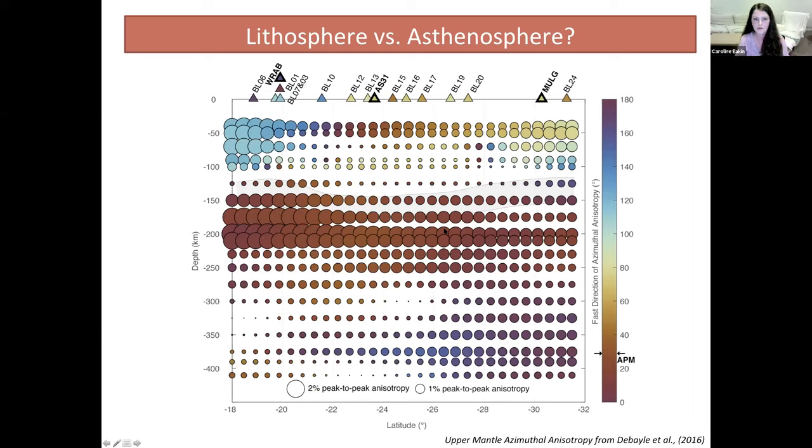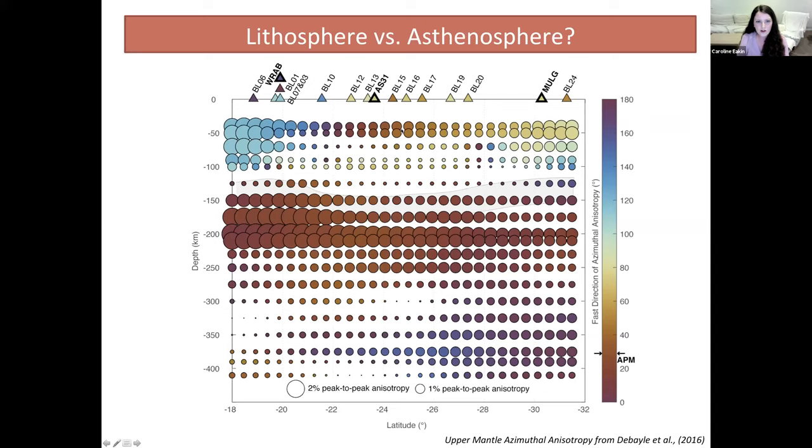If we compare our results to previous surface wave models, all the circles here represent a model of azimuthal anisotropy from surface waves beneath the same profile along BILBY. The size of the circle represents the strength of the anisotropy, so stronger anisotropy is a larger circle and weaker is smaller. The color of the circle represents the fast direction according to the scales shown here on the right. And these brownish colors would correspond to the direction of absolute plate motion, so that's about 20, 30 degrees. And we see at the base of the lithosphere, so this gray band here is the lithosphere-asthenosphere transition, surface wave models suggest strong anisotropy that's aligned with the absolute plate motion.